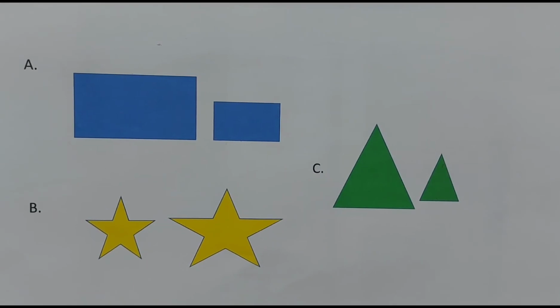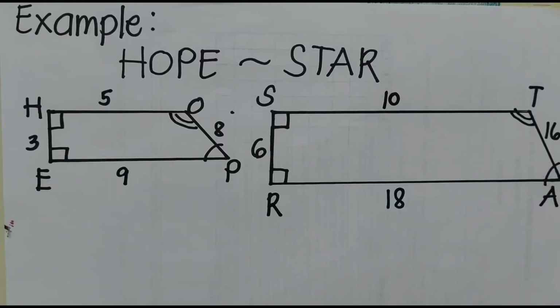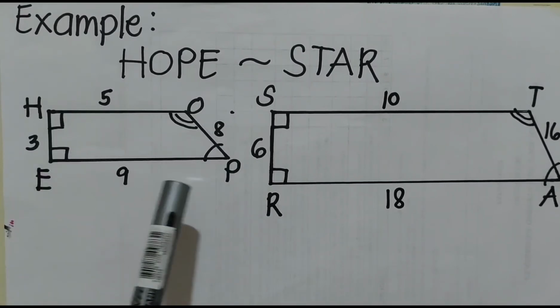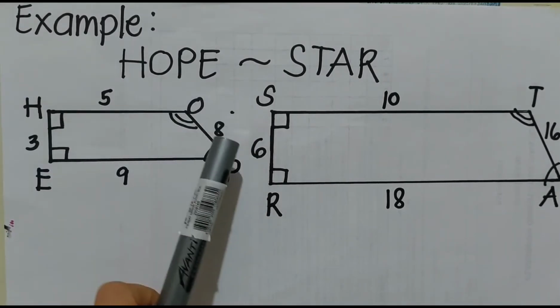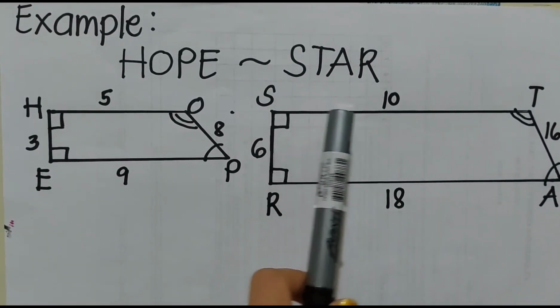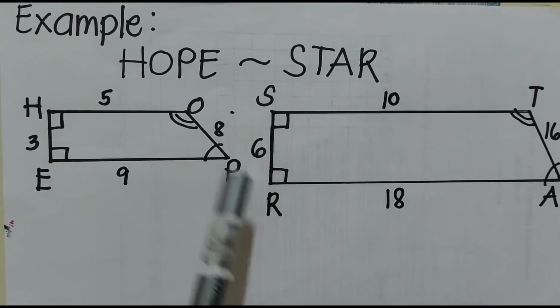Now after this, I'll be giving an example with measures so that we can identify the corresponding angles that are congruent and the corresponding sides that are proportional. So, we have here an example. Quadrilateral HOPE is similar to quadrilateral STAR. So, we have here HOPE, H-O-P-E, with the corresponding measures in each side. And we have here quadrilateral STAR, S-T-A-R, with the corresponding measure of each side.